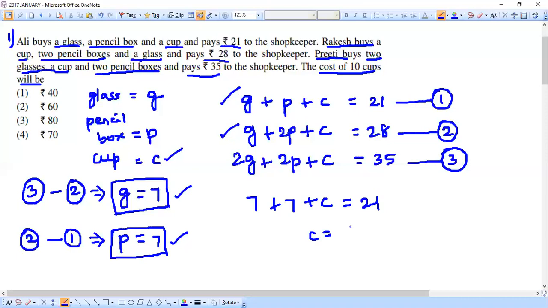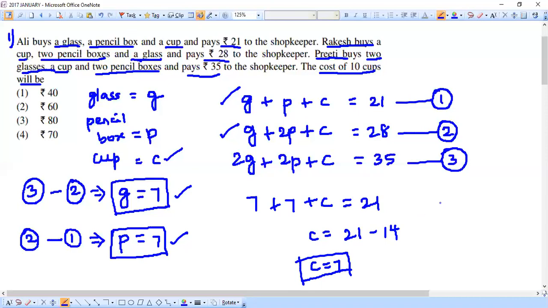So 14, when it is subtracted from 21, now we get C is equal to 7. So that means the cost of 1 cup is very simple to find. It's going to be 7. That's all, right? Now our question is asking what is the cost of 10 cups.